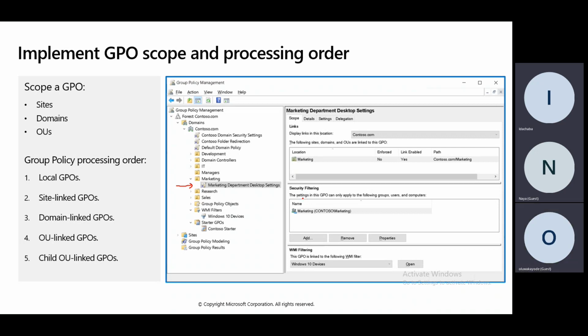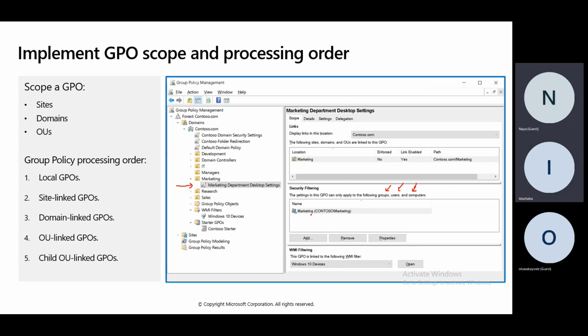Look at it. It says settings in this GPO can only apply to the following groups, users and computers. So that means you must have groups, you must have users, you must have computers, which I was taking you through the other time. So if you don't understand this group now, how will you understand GPO? That's why you need to first of all understand this lecture before we start doing practical. So you need to go and create a group called marketing.